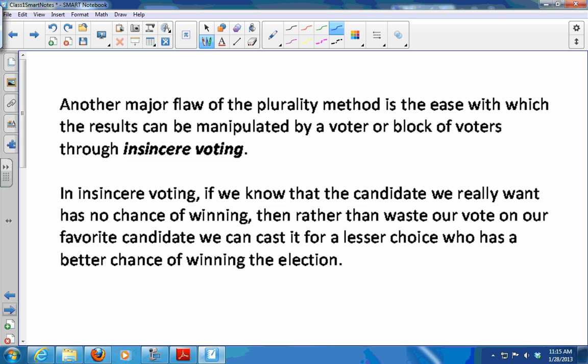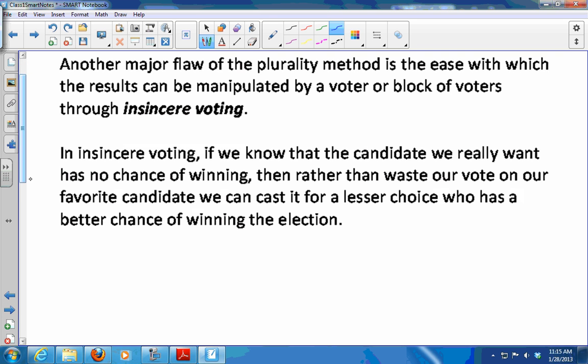So very quickly, we'll do our last major flaw of the plurality method, which is the ease with which results can be manipulated by a voter or a block of voters through insincere voting. In insincere voting, if you know that the candidate you really want has no chance of winning, rather than waste your vote on your favorite candidate, you might cast your vote for a lesser candidate who has a better chance of winning the election. We might use our vote to prevent someone from winning rather than voting for the person we really want.